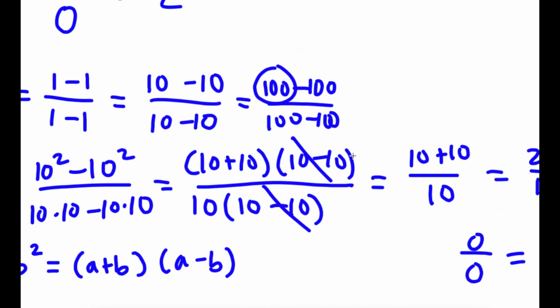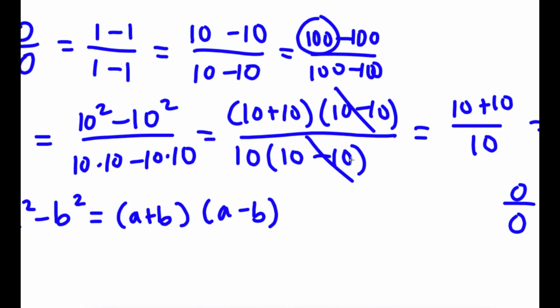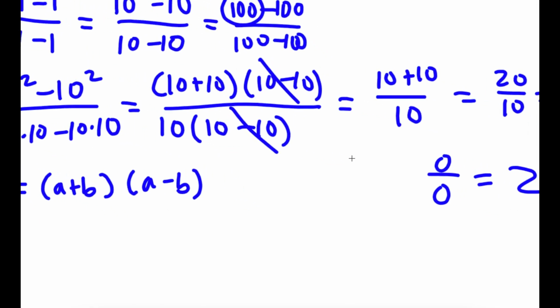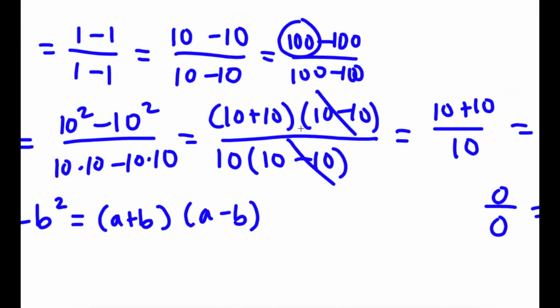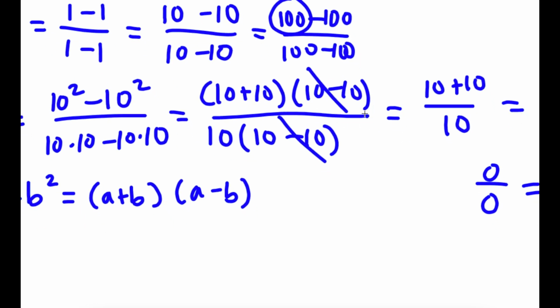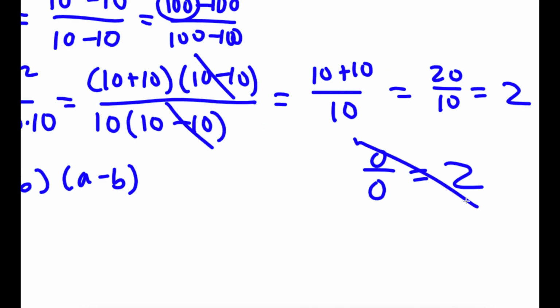Now obviously 0 over 0 is not equal to 2, and the mistake in this proof is right here when I canceled out 10 minus 10 over 10 minus 10. So what is 10 minus 10? 10 minus 10 is 0. So I'm technically canceling out 0 and 0, and remember, 0 over 0 is not equal to 1. So I can't actually cancel these two out, because that's essentially implying that 0 over 0 is 1, which it's not. So that's a mistake in this proof, and 0 divided by 0 is not 2.